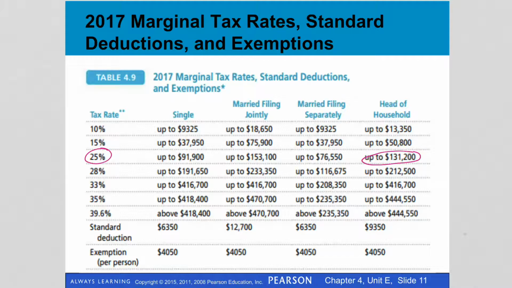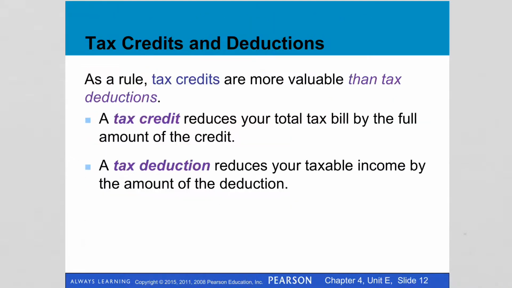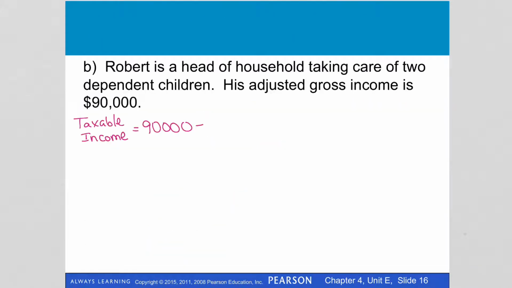Now, he gets a standard deduction, and he gets 3 exemptions because it's per person. So 1 for him and 1 for each of his kids. So we'll take off the deduction, and we take off 3 of the 40/50s. And that comes to his taxable income is $68,500.